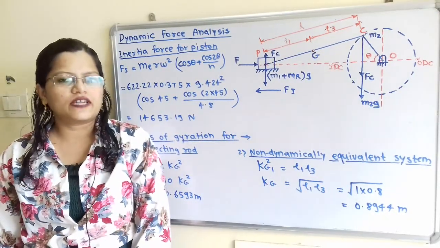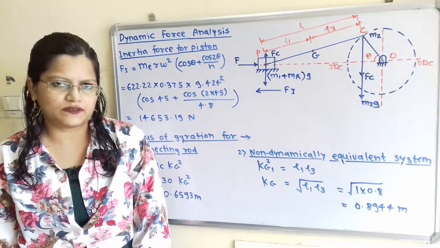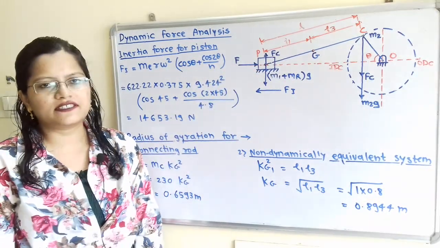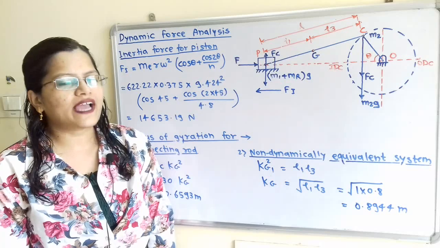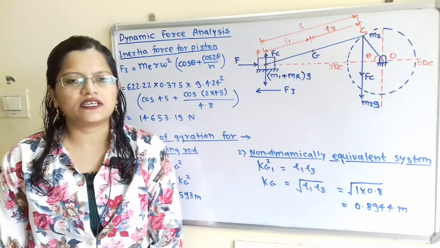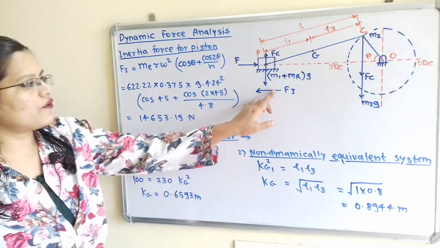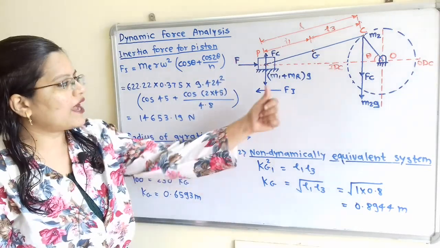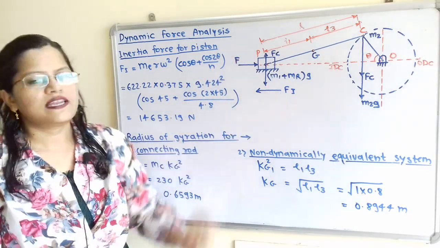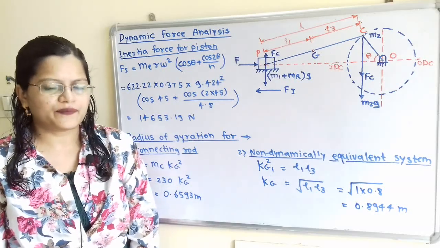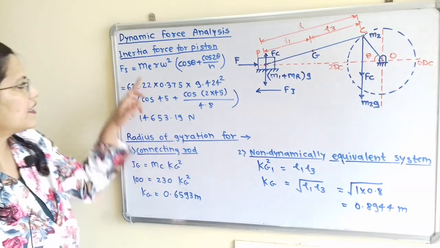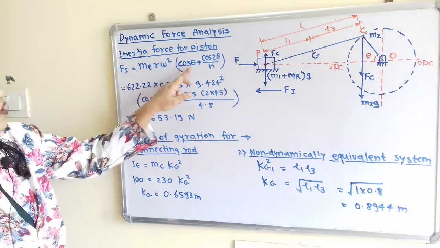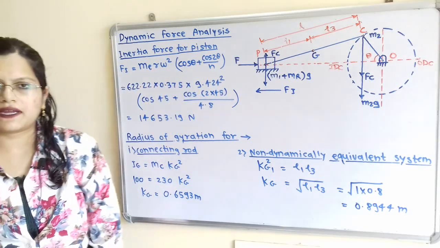Now we will calculate the inertia force of the piston. We know that the piston force is acting towards the right hand side and no gaseous forces are mentioned in the question. So the inertia force is equal and opposite to this piston force. I will show the direction towards the left hand side for this Fi. How to calculate this? Me, the effective mass, into r omega square into (cos theta plus cos 2 theta by n).